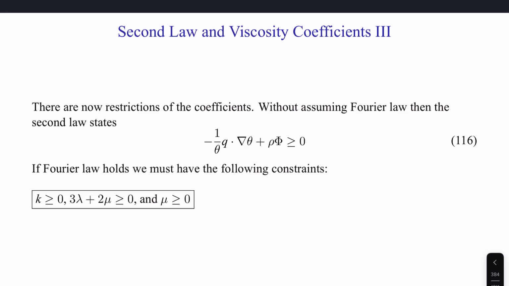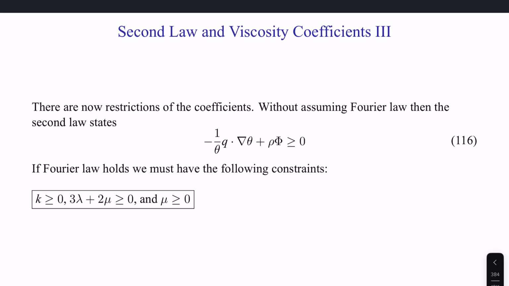This assumption means that there's particular restrictions on the coefficients of the Navier-Stokes equations, which is the big implication of this analysis. First, we'll say that if Fourier law holds, we must have the following restrictions on the coefficients. First, that the first coefficient of viscosity must be greater than or equal to 0. So this should answer the question of why we can never have negative viscosities, because it would violate the second law of thermodynamics. Also, the Fourier coefficient K, the heat conductivity coefficient, must be greater than or equal to 0. You can never have a negative one because it'll violate the same thermodynamic law.